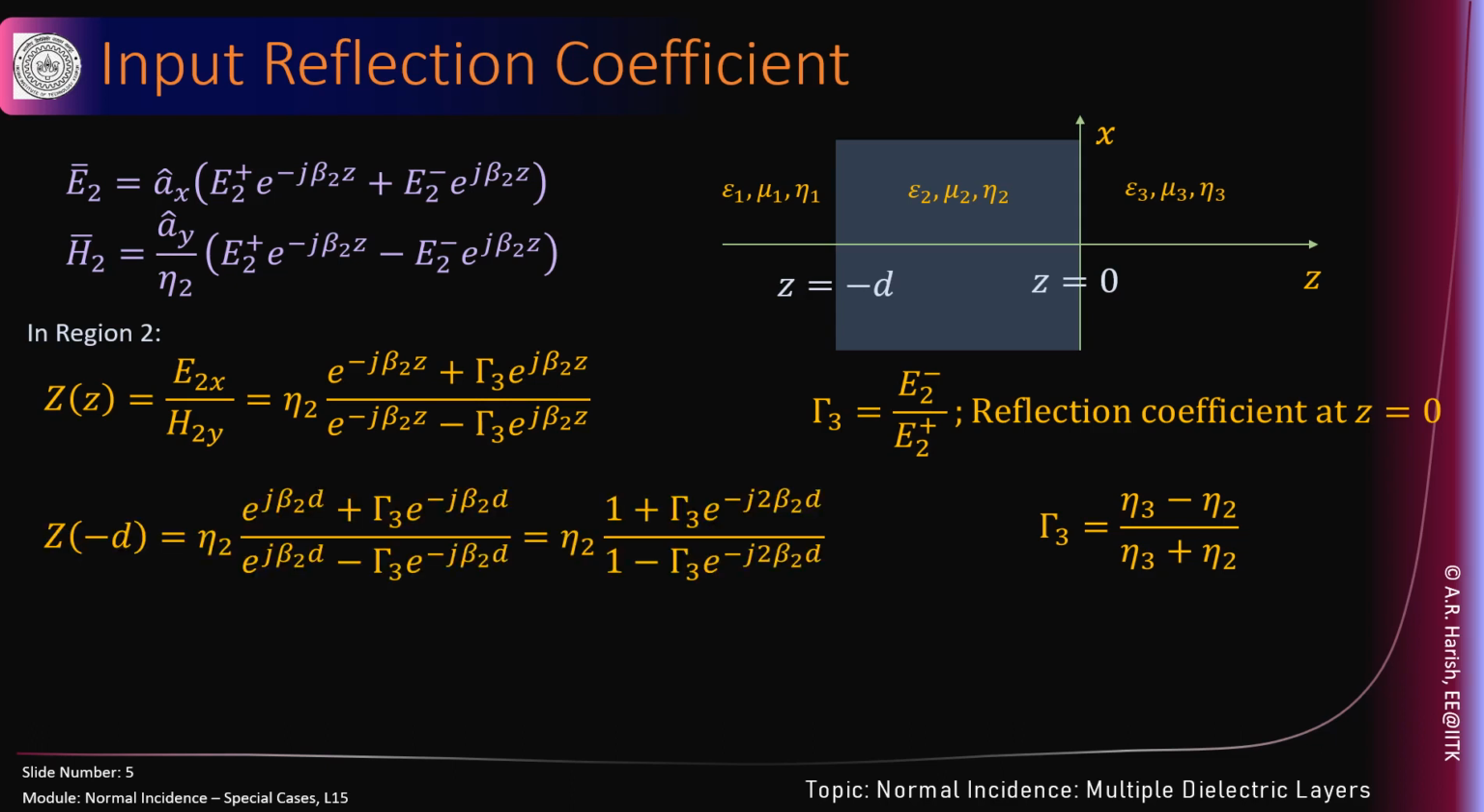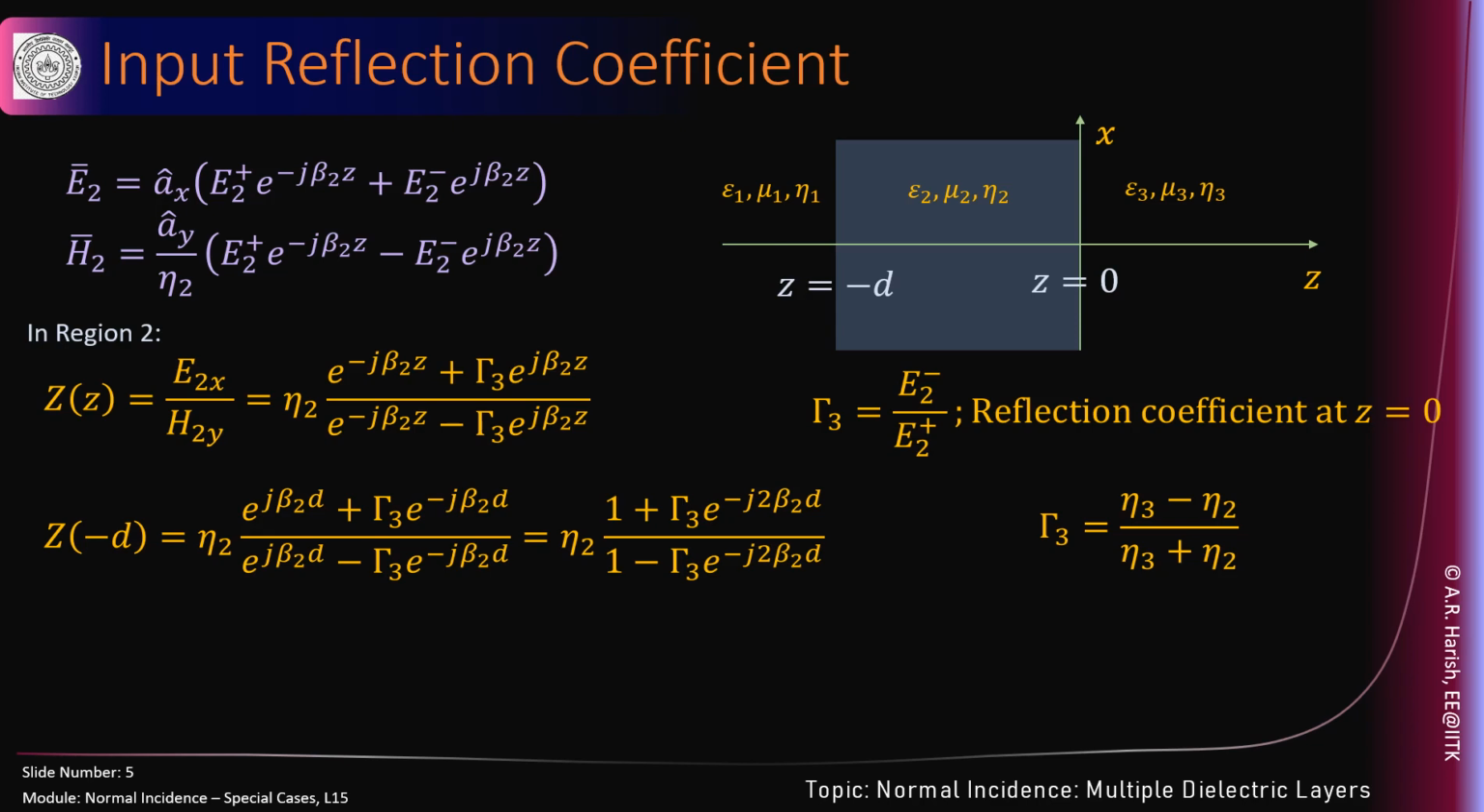Alright, good. With that, we will now compute what is the impedance at z equal to minus d. And that's very easy to do. We know Z at any z, put z equal to minus d, you get an equation for Z of minus d, which is eta 2 times 1 plus gamma 3 e to the power of minus j 2 beta 2 d upon 1 minus gamma 3 e to the power of minus j 2 beta 2 d.